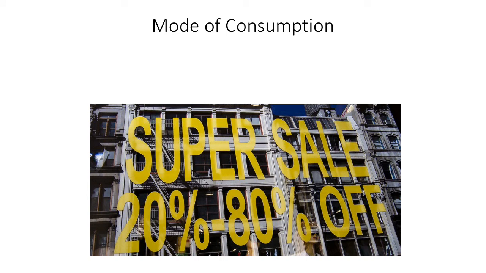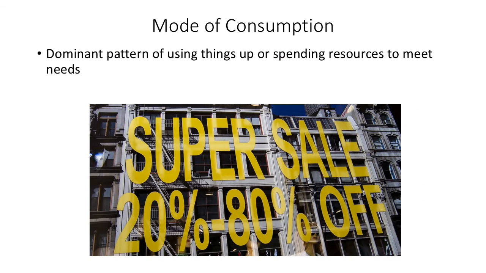And now we can talk about a mode of consumption. The way we would define it is simply the dominant pattern of using things up, or the dominant pattern of spending resources to meet needs. If you go back to your chart, we have two words that we use to describe these modes of consumption. We have a minimalist mode and we have a consumerist mode. A minimalist mode of consumption simply means that people are using things up at the bare minimum, pretty much only what they need to survive.